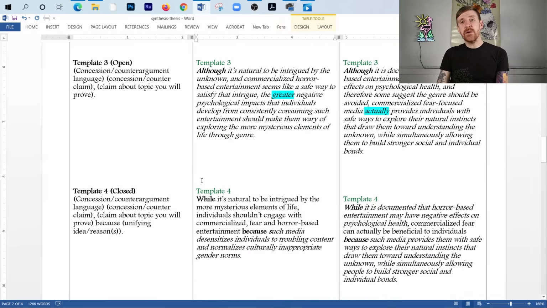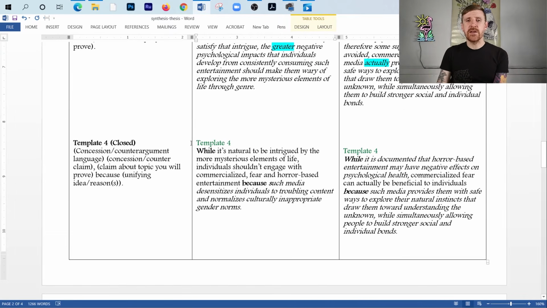But you can also move up here, and you can notice that as I add some layers of concession or counter argument, things become even more complex and compound, and because of that, the argument's going to be much more nuanced. And so that's what's going on here, okay?